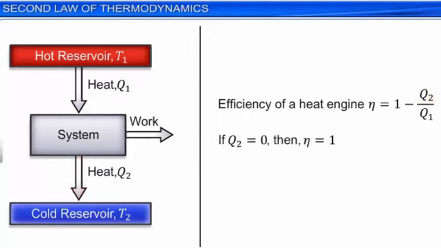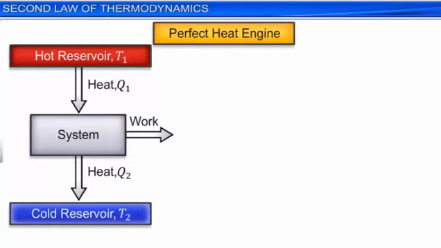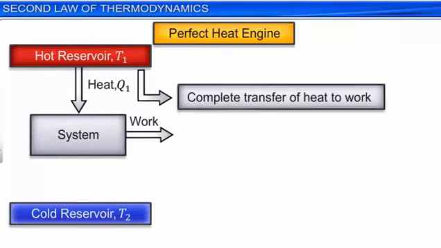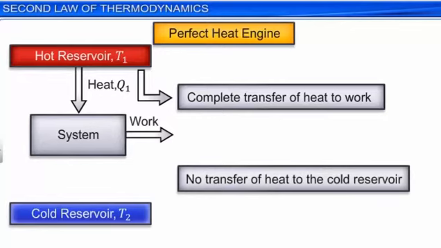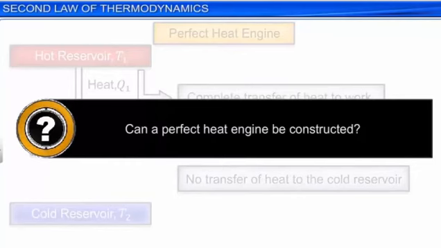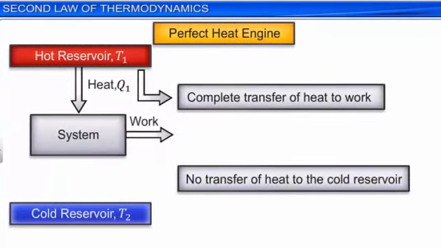If Q2 is equal to 0, then the efficiency of the heat engine is 1 or 100%. Such a heat engine is called a perfect heat engine. This means a perfect heat engine can convert all the heat absorbed into work without any transfer of heat to the cold reservoir. Can a perfect heat engine be constructed? No. Every attempt to construct such a perfect heat engine has failed.